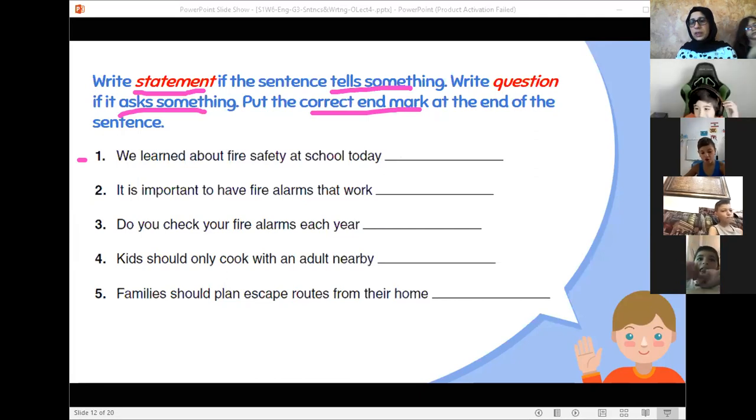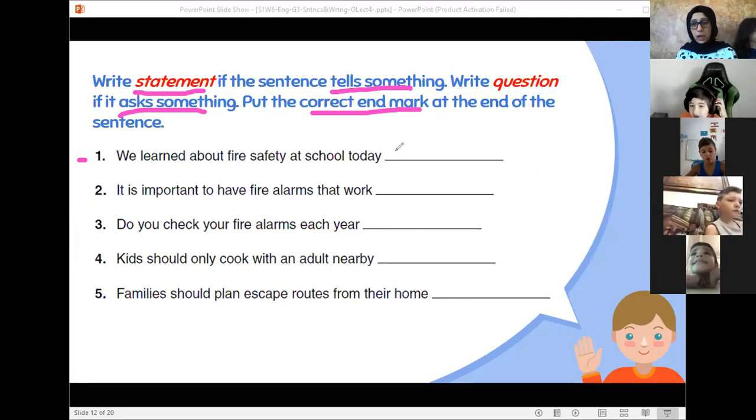It's a statement. Bravo. Why? Because I'm telling that we learned about fire safety at school today. So it should end with what? Is it a point or a question mark at the end? Point. Yes, thank you. So I write point and then I only write statement.